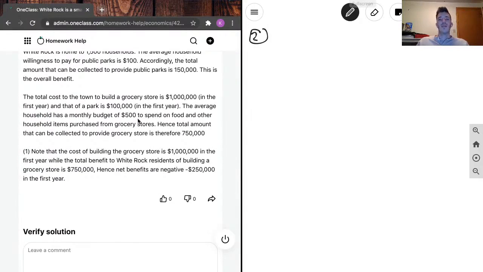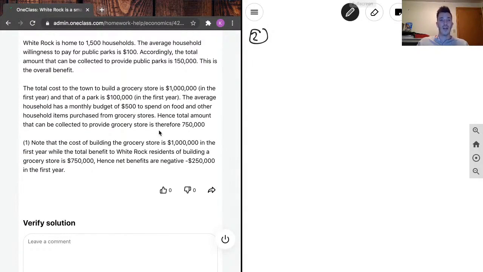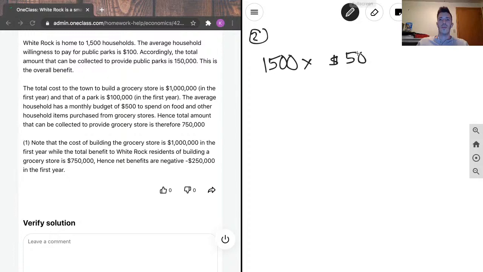Total cost to the town to build a grocery store is $1 million. And that of a park is $100,000. The average household has a monthly budget of $500. So we've got 1,500 households, each with $500 to spend at this grocery store. That should equal $750,000, unless my math's wrong, which happens to me all too frequently.